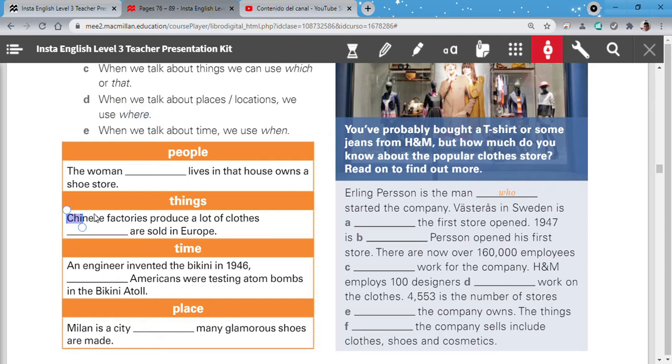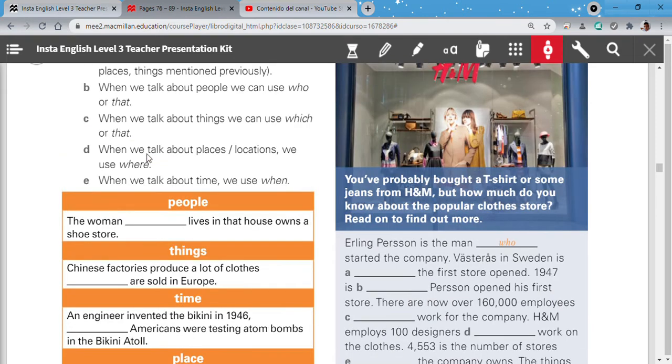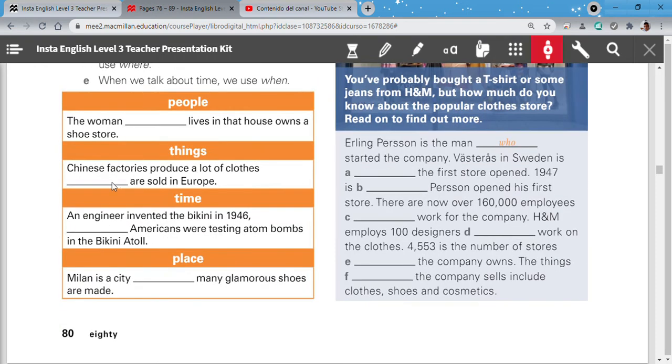Look, Chinese factories produce a lot of clothes. And the second idea, are sold in Europe. Are we talking about people? No, we are talking about factories. Things. Two options: which or that? Chinese factories produce a lot of clothes which are sold in Europe, or that are sold in Europe. Perfect.